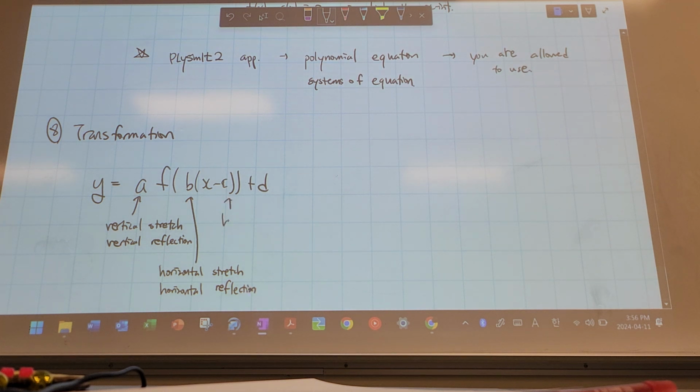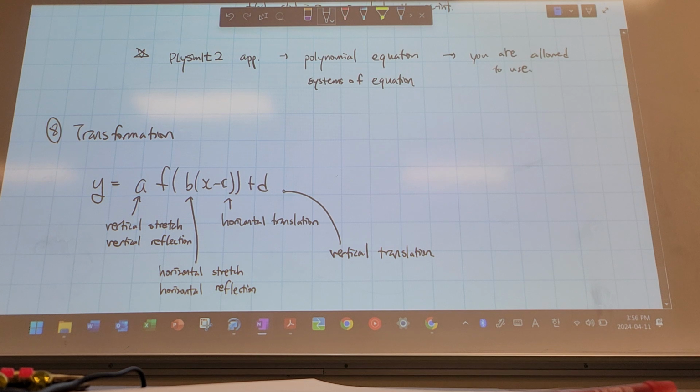C is responsible for the horizontal translation, and D is responsible for the vertical translation.